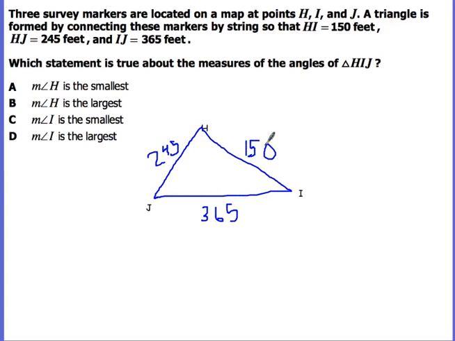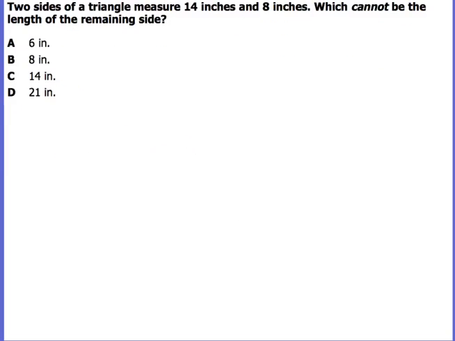Okay, so which statement is true about the measures of the angles of triangle HIJ? So the longest side is JI, which means that the biggest angle is H. The smallest side is HI, which means the smallest angle is J. And the last angle has to be the medium angle. So just go through all the statements and see which one is true. It says H is the smallest. That's not true. H is the largest. That is true. I is the smallest. It's actually the medium one. And I is the largest. That's false. So B is the correct answer.